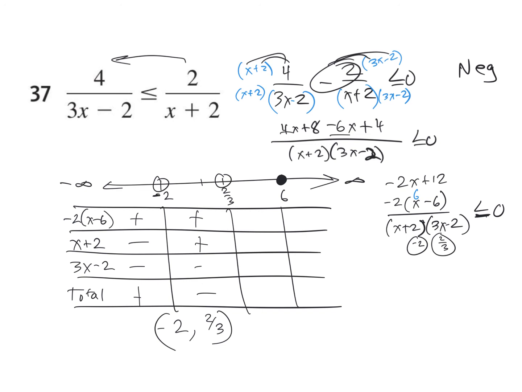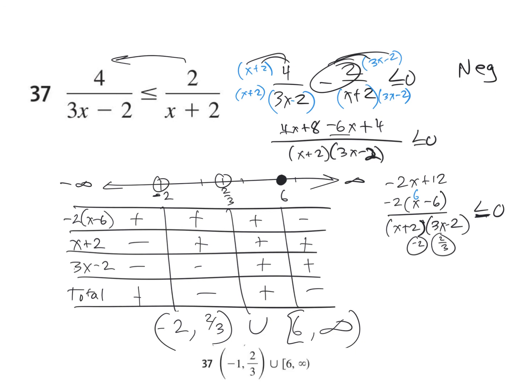Now we know we're going to have to include 6 somehow, so let's keep checking. Between 2/3, which is less than 1, and 6, let's use 1. 1 minus 6 is negative 5, times the negative 2 is positive. 1 plus 2 is positive. 3 times 1 is 3, minus 2 is positive. That gives us a positive value. We don't want that. How about we plug in 7? 7 minus 6 is positive 1, times the negative 2 is negative. 7 plus 2 is positive. 7 times 3 is 21, minus 2 is positive. That gives us a negative. So from 6, including 6, to positive infinity, union together, that should be our answer.